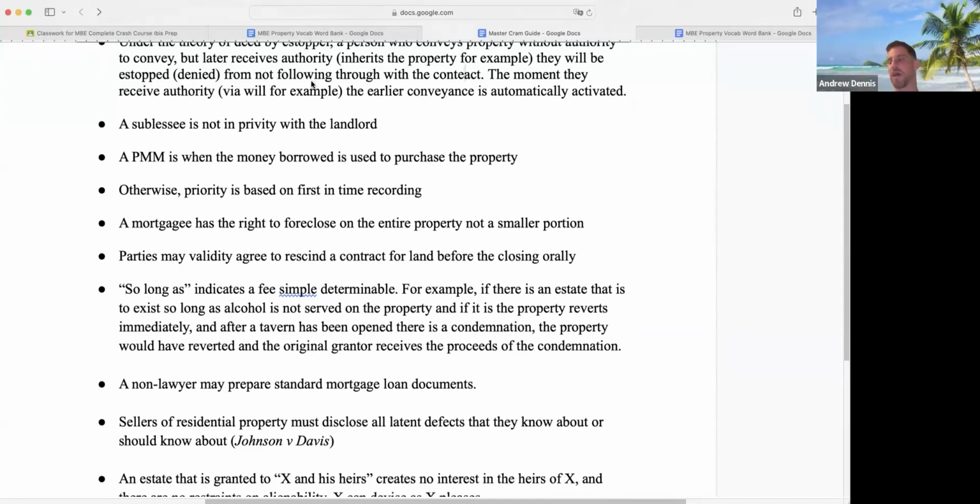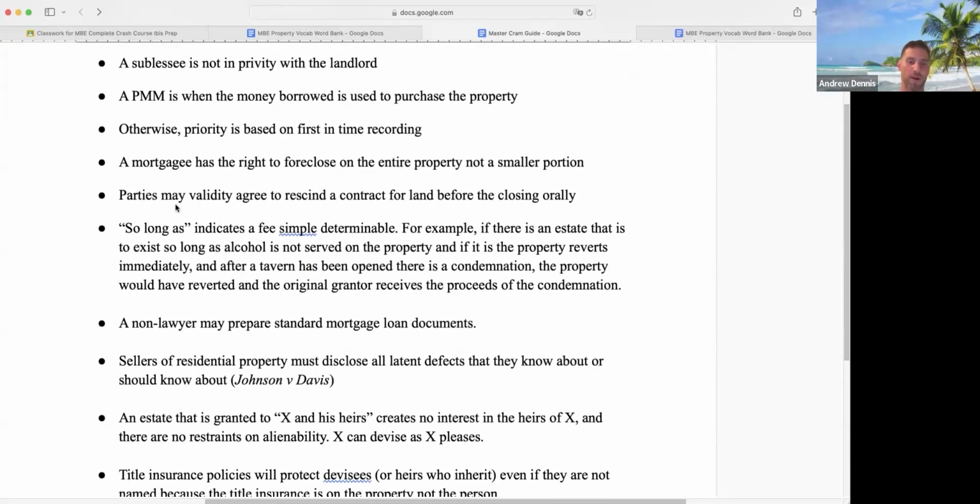Let's distinguish between a fee simple determinable, a fee simple subject to condition subsequent, and a fee simple subject to an executory interest. A fee simple determinable will automatically revert back to the grantor. A fee simple subject to condition subsequent means if a condition occurs, then the grantor has a right of reentry. And then an executory interest is a third party interest. It could either be springing or shifting. Springing would spring from the grantor to the third party. Shifting would shift from the grantee to a third party.